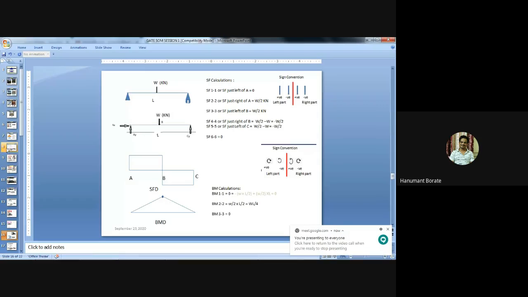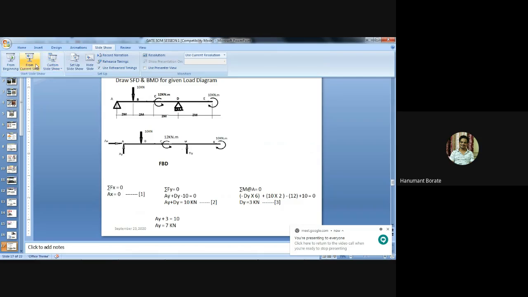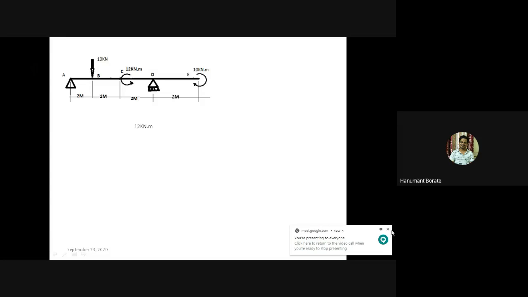Okay, now we'll move to the next. We will solve one problem, so we'll get an idea about the calculation of shear force, bending moment, and how to draw the shear force diagram and bending moment diagram. So this is the load diagram given in the GATE exam.